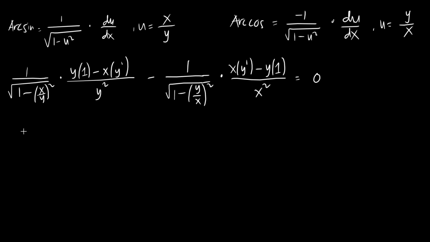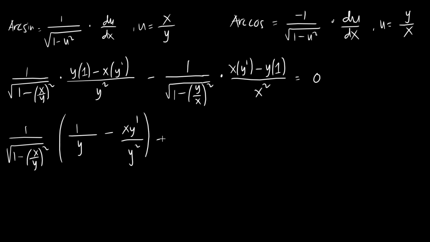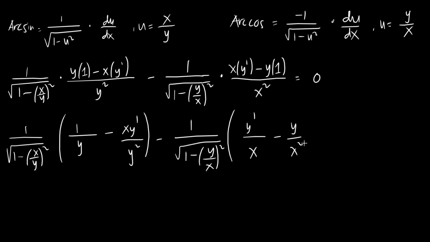So we have 1 all over the square root of 1 minus (x over y) squared. So multiply by 1. So we'll just bracket 1 all over y minus x y prime all over y squared, minus 1 all over the square root of 1 minus (y over x) squared, multiplied by y prime all over x minus y all over x squared, is equal to 0.